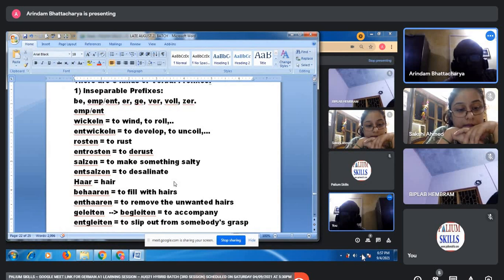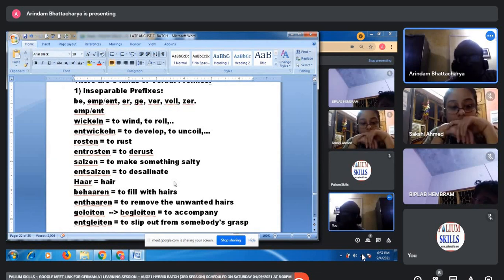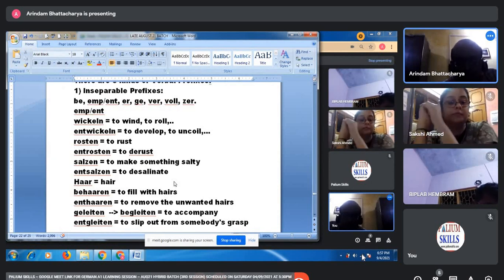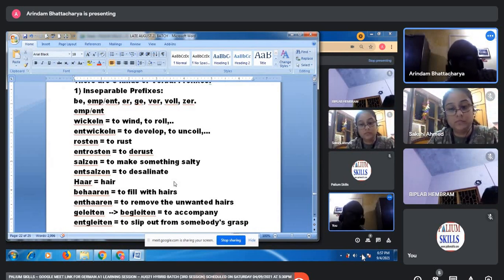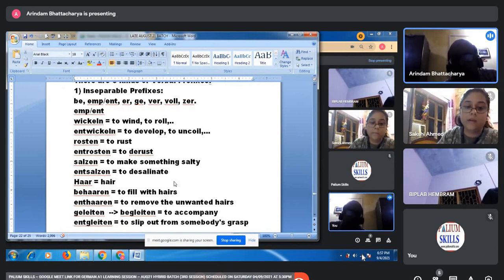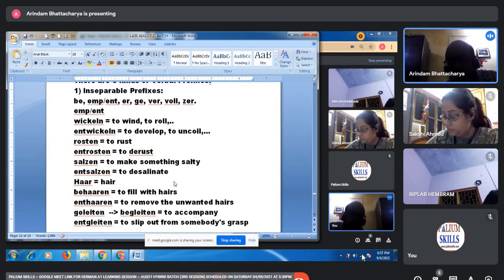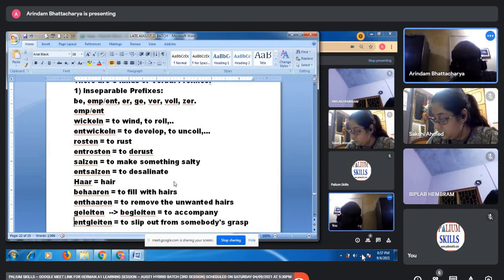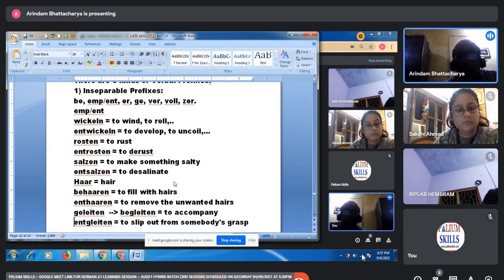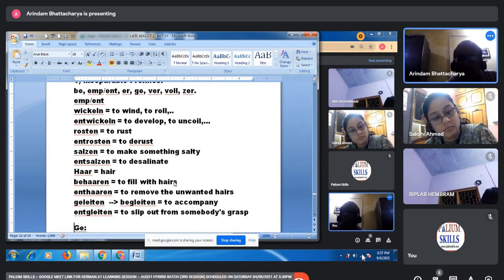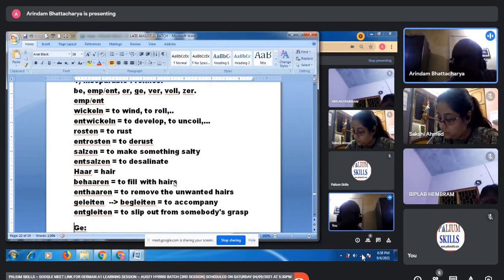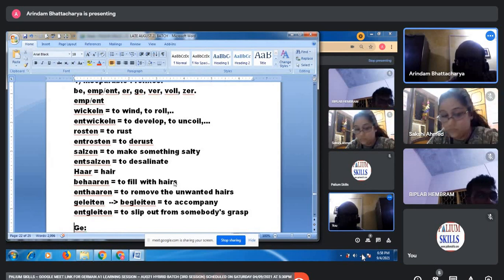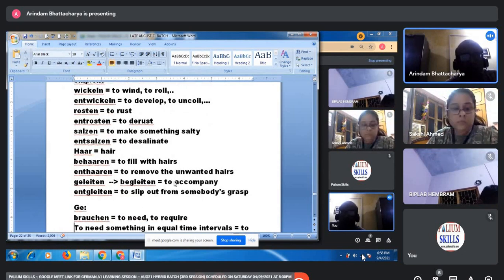Geleiten means to usually accompany, to usually come along. From geleiten, it's begleiten, to accompany. Entgleiten, to slip out from someone's grasp. Just the opposite. Begleiten means to accompany. Entgleiten means to slip out from somebody's grasp.